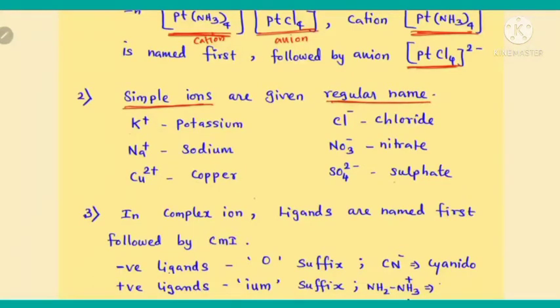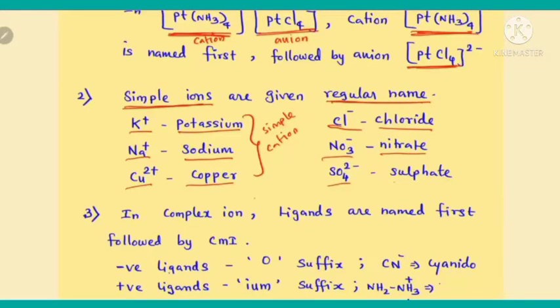K+ ion is called potassium, Na+ is called sodium, Co2+ is called cobalt. These are some examples of simple cations. They are given their own regular names. Similarly, Cl- ion is called chloride, NO3- ion is called nitrate, SO4 2- is called sulfate. These are some examples of simple anions. Even simple anions are given their regular names. That is the second rule: simple ions are given their regular names.